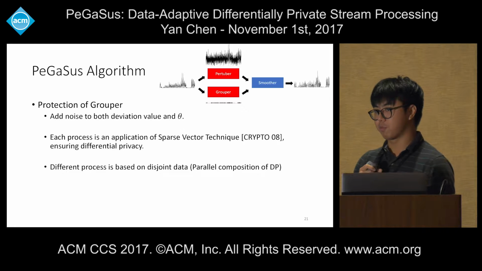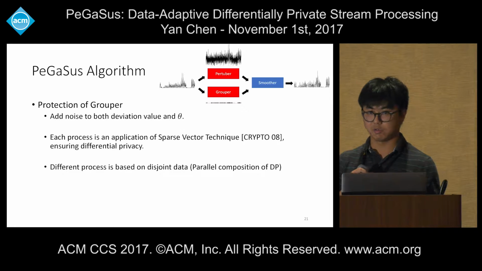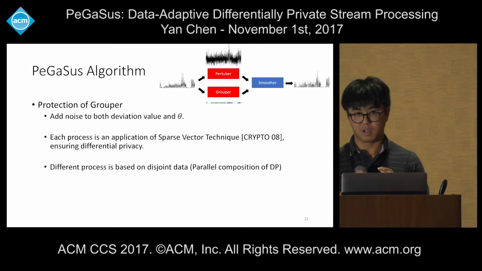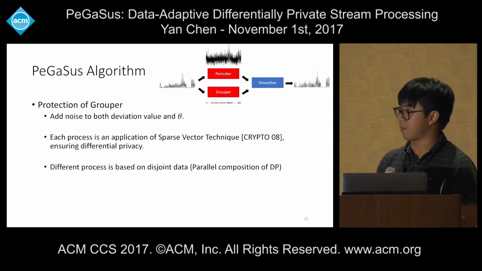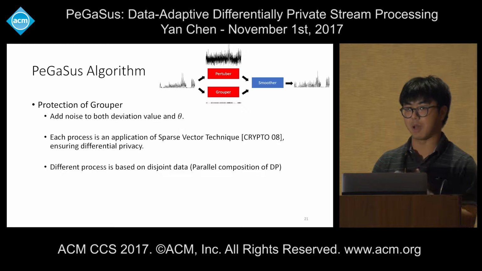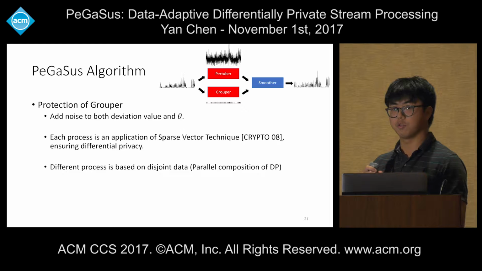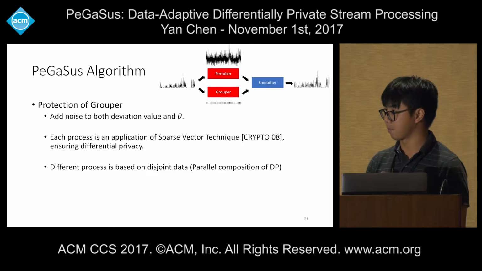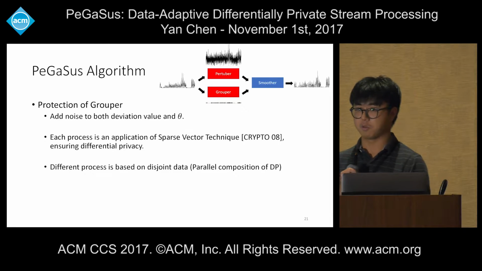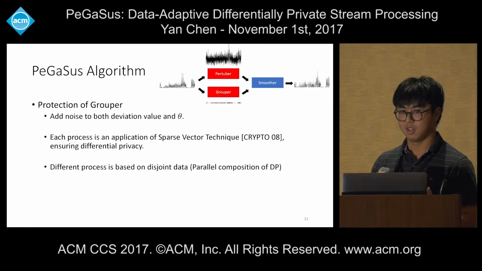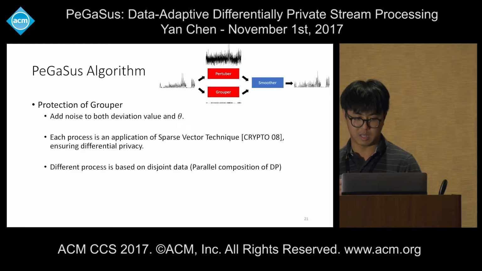To make the grouper private, we add noise to both the deviation values and the threshold theta. Experts will notice that each process is actually an application of the sparse vector technique, and the sparse vector technique has been proved to satisfy differential privacy. Also, different processes compute on disjoint data, so we can analyze the privacy protection using the parallel composition of differential privacy.